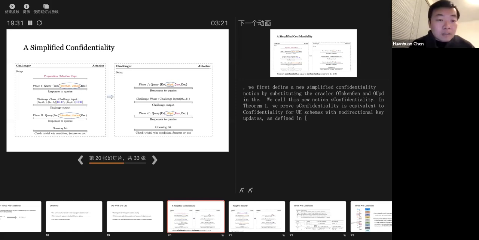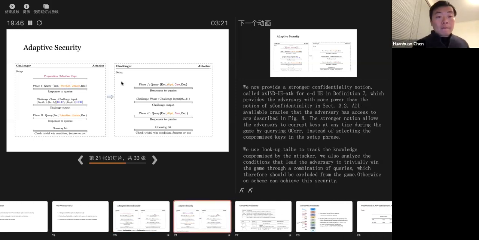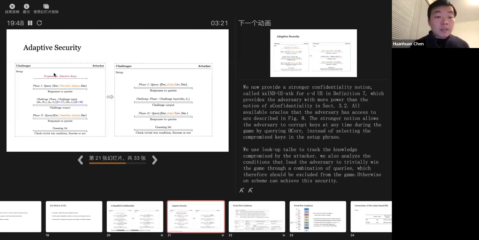And we propose a simplified one, and we prove that those two confidentiality notions are actually equivalent for no directional key update UE. Also, to capture adaptive security, we include our new oracle called corruption, which allows the attacker to corrupt keys at any time during the game, as long as it doesn't trigger the trivial win conditions.